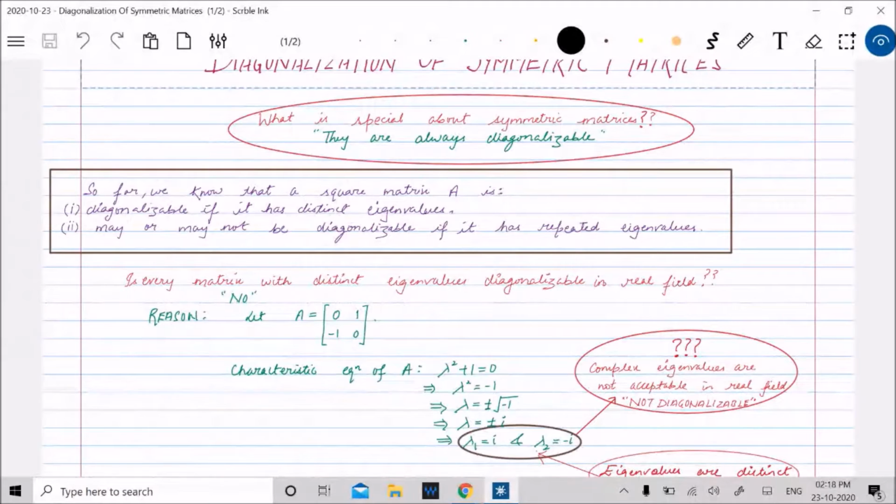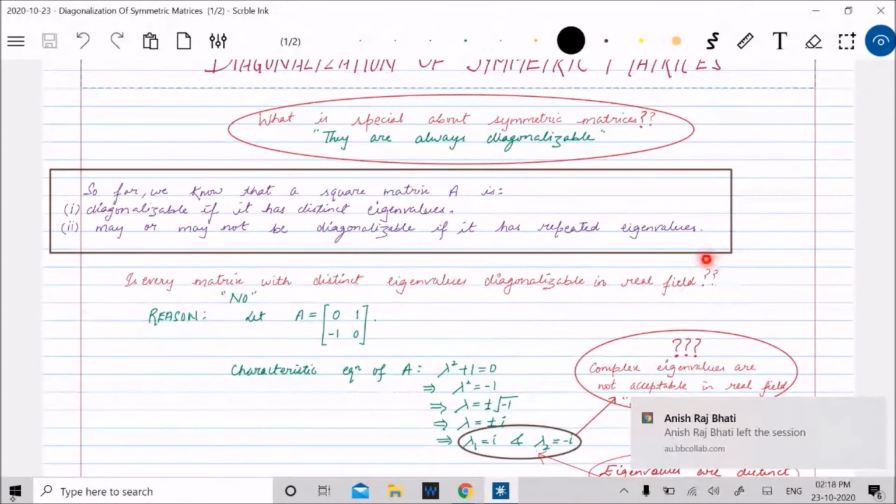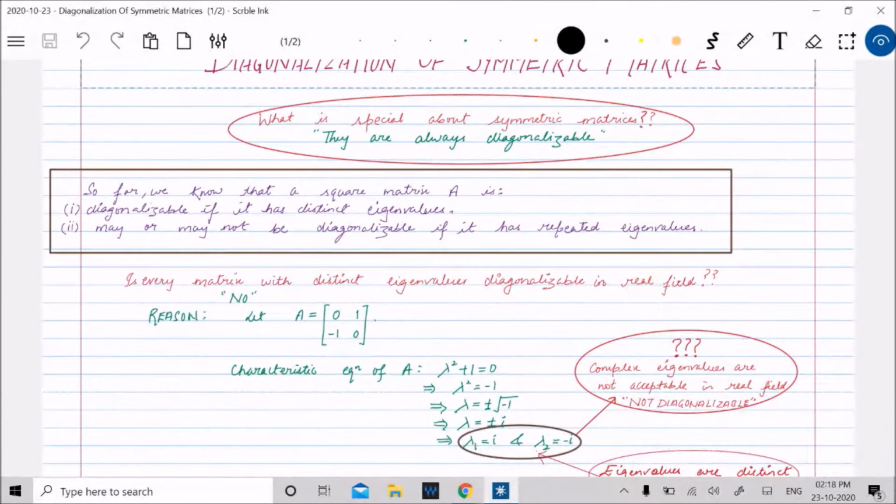Since we are BTech students, and these definitions are meant for pure mathematics students, you can assume that real field means the real mathematical world, where only real numbers are allowed. That's it. So the question was, is every matrix with distinct eigenvalues diagonalizable in the real field? The answer is surprisingly no.